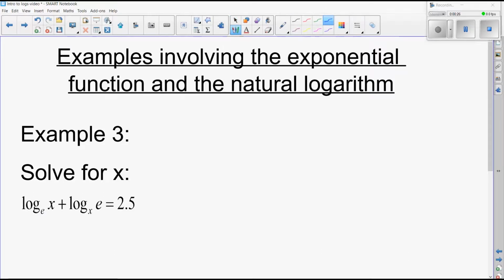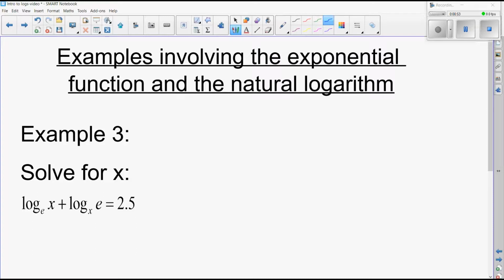We can only manipulate or solve log problems if they are of the same base. So we need to use the change of base law and change one of the bases. The base that I'm going to change will be the log of e to the base x. I'm going to change that to base e. But before we start, let's revise the change of base rule.